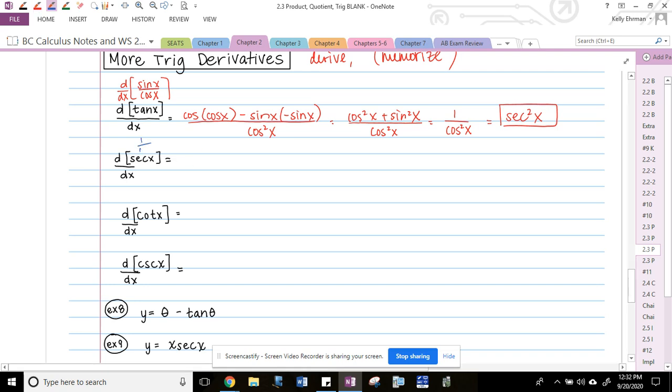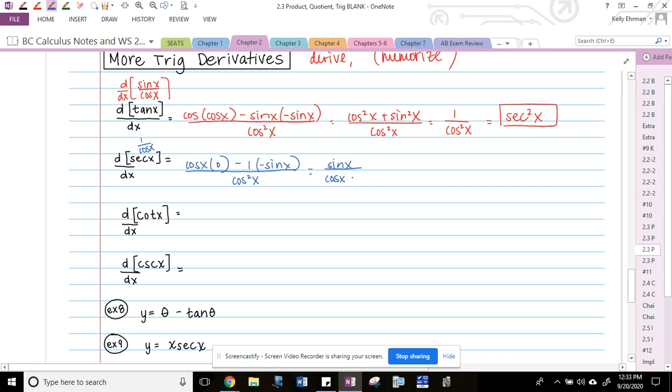Secant is 1 over cosine x. So I'm still going to use quotient rule on this. Low derivative of 1 is 0, low d high, minus high d low, all over low low. This is 0. This is plus sine x. So sine x over cosine squared x.